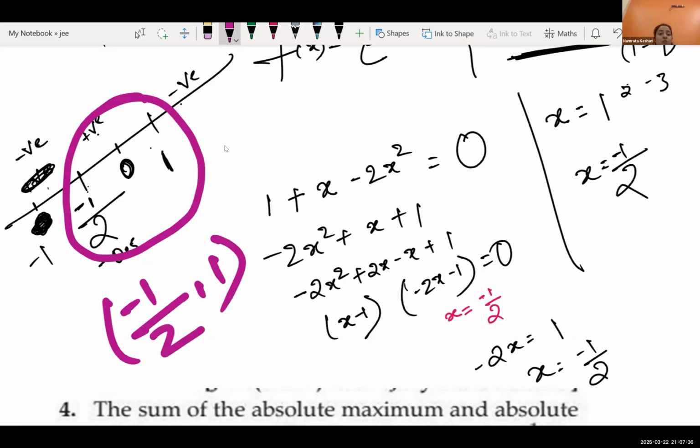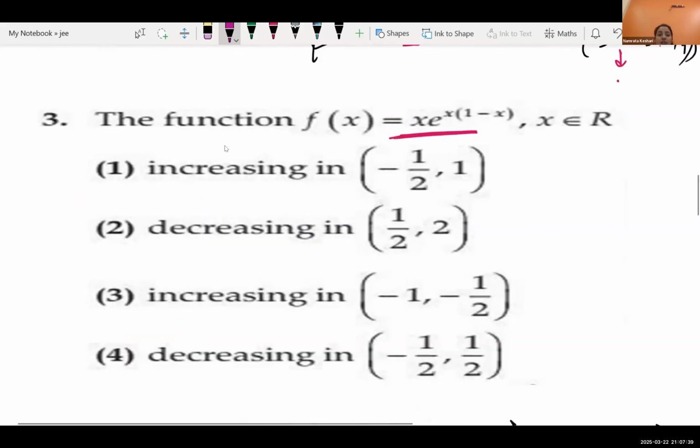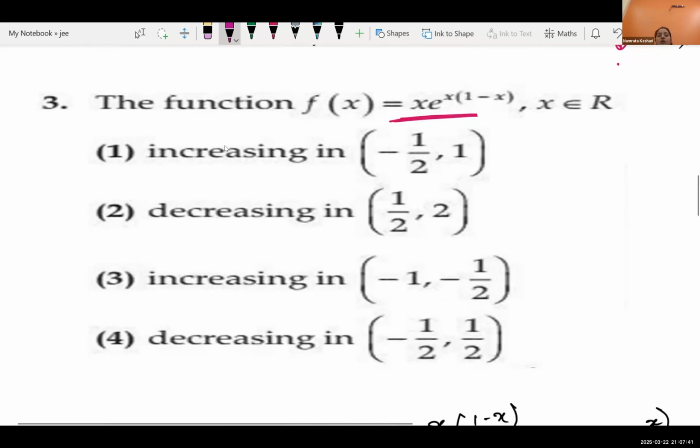Now let me check whether that option is there or not. -1/2 to 1. Yeah, the first option is there. Got it? Yes, ma'am. Okay, let's move.